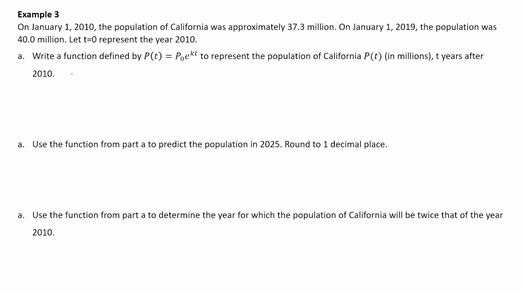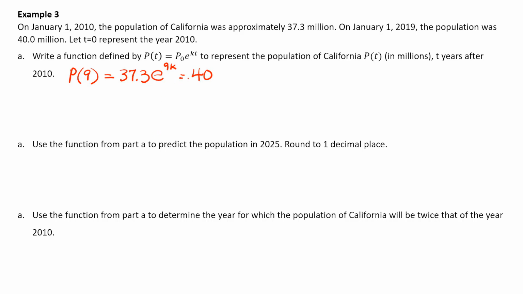So P sub t, we're looking at P sub 9, because 9 years after 2010 is 2019, and that's the information they've given us, is equal to P sub 0. P sub 0 is the population in 2010, so that's 37.3, and then e to the kt, and in this case, t is 9, so 9k. And we know that the population in 2019 is 40 million, so that should equal 40 million, but we're just writing our equation, and so our answers will be in millions.